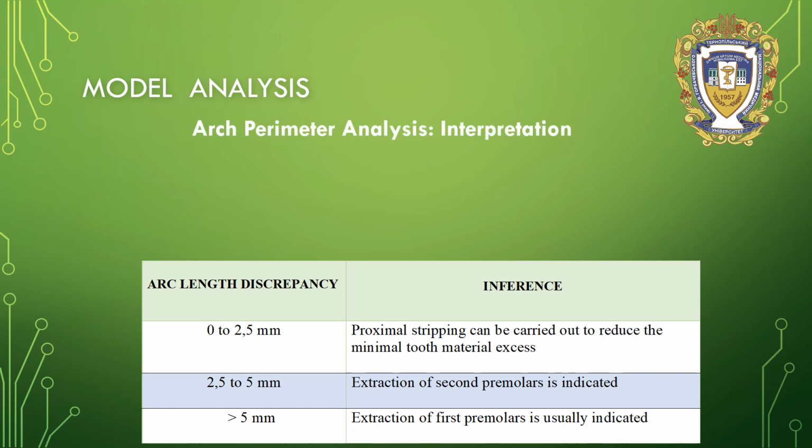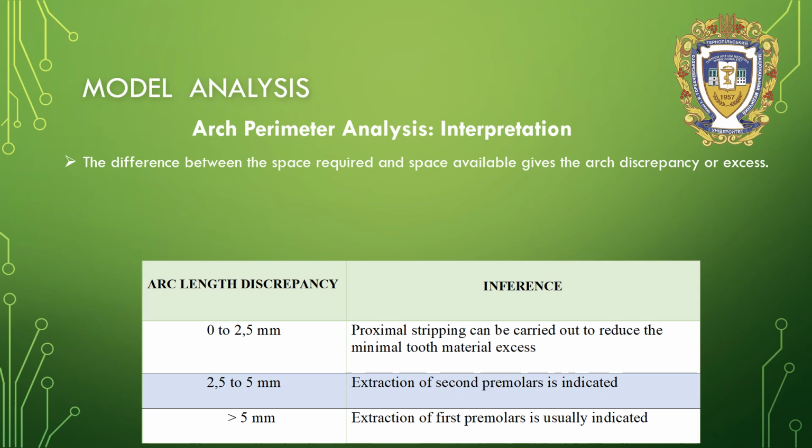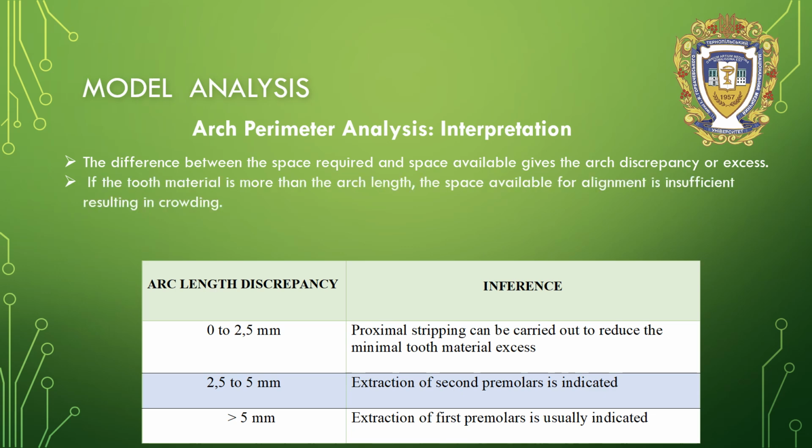And what is the interpretation of arch perimeter analysis in the upper dental arch? The difference between the space required and space available gives the arch discrepancy or excess. If the tooth material is more than the arch length, the space available for alignment is insufficient, resulting in crowding. If the tooth material is less than the arch length, then there can be spacing.